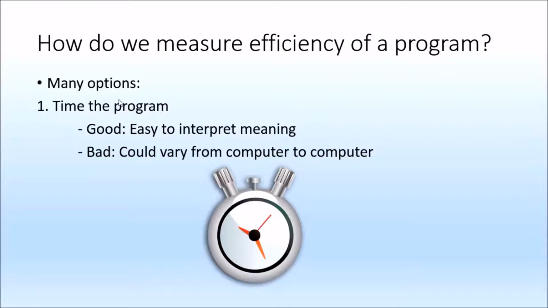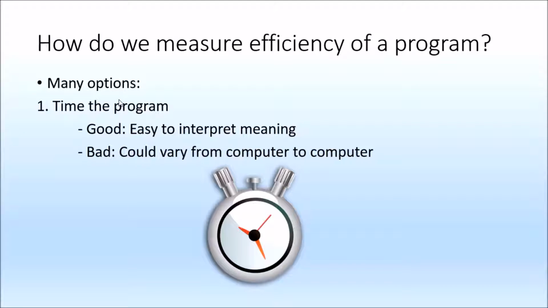So for example, if I ran a program on my laptop right now versus a supercomputer running the same exact program, the supercomputer is going to be much faster. Does that mean that program is more efficient than this? Not necessarily, because it's the same program. It's just because my computer is inherently a little slower than a supercomputer. I mean, not just a little slower, a lot slower.